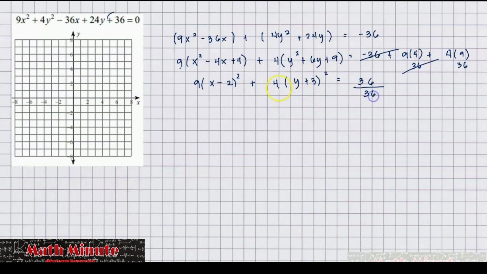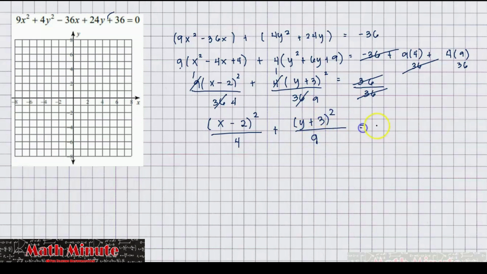Next would be dividing all of the terms by 36. So this becomes 1, this is 4, this is 1, this is 9. So this will be (x - 2)² over 4 plus (y + 3)² over 9 is equal to 1. So the center here is at positive 2, negative 3. Your a squared is 9.